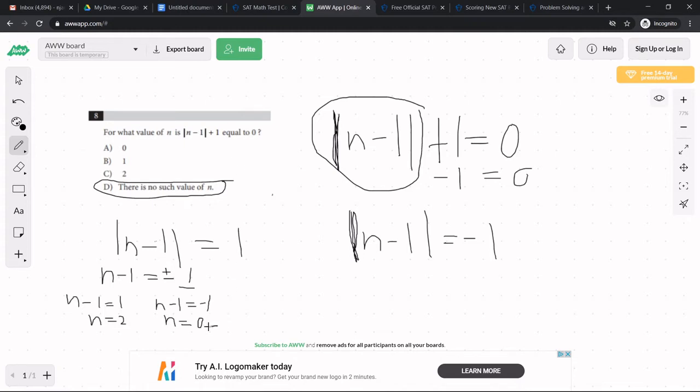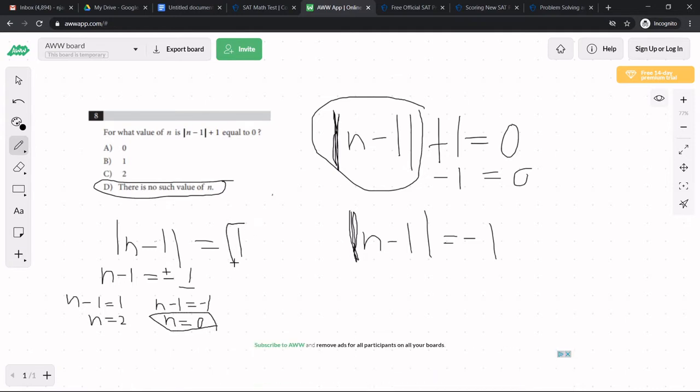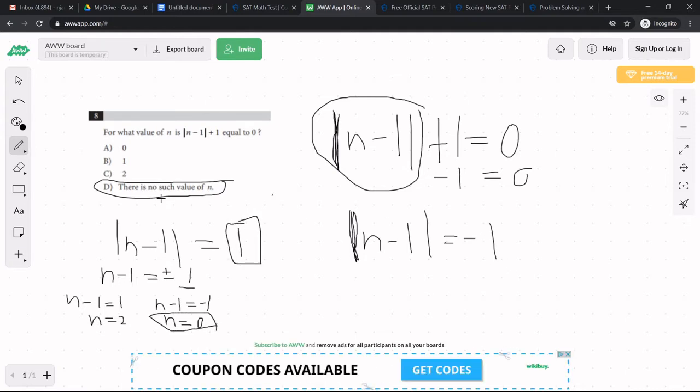And these are your two answers if it were to equal 1. But because we had it equal to a negative number, there is just no such value.